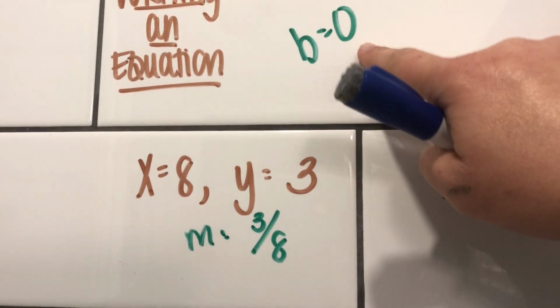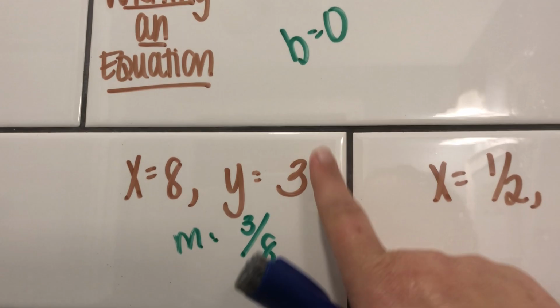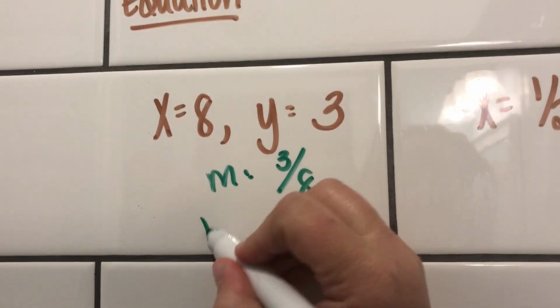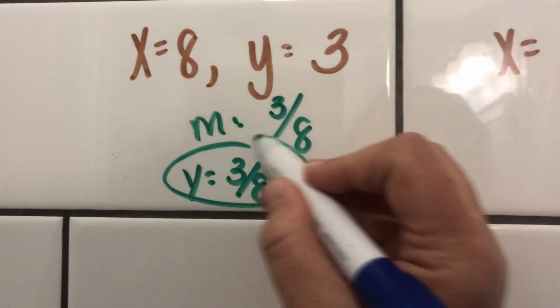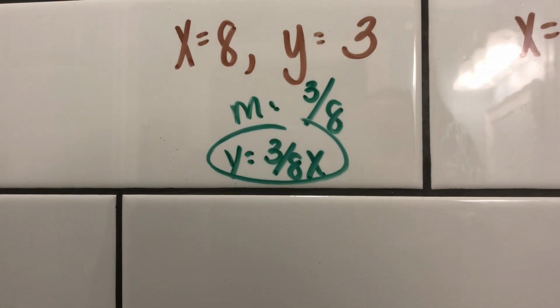And if I know my y-intercept is 0 because I'm telling you that this is proportional, then my equation would be y equals 3/8 x. And that's it. That's your equation, right? We don't need to write that plus 0 at the end.